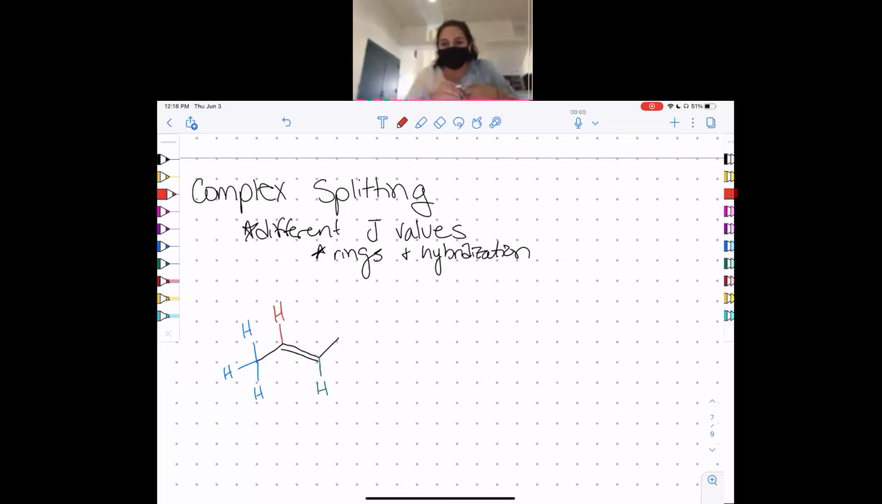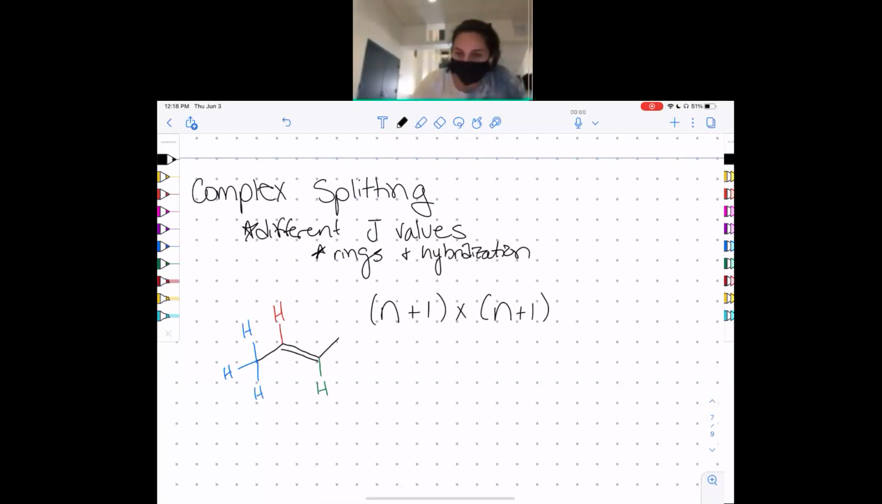Okay, so for complex splitting, instead of n+1, we're going to use n+1 times n+1. And this is something I kind of made up, so whatever. And I say NA and NB just for the two different neighbors so people don't get super confused. Again, this is not an official formula, so don't be like, Dr. S, this is the formula, whatever, you know.